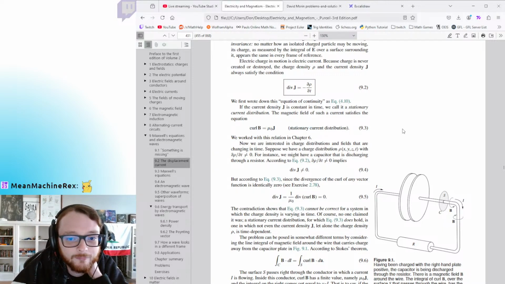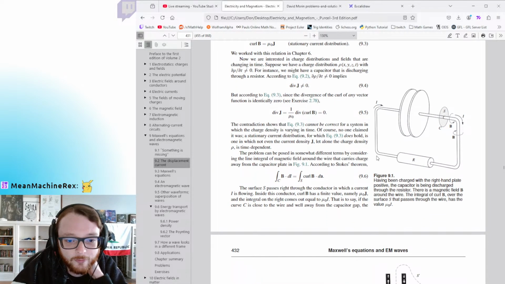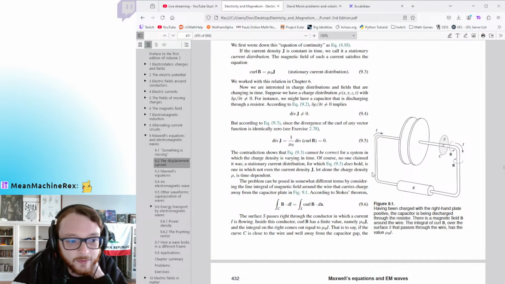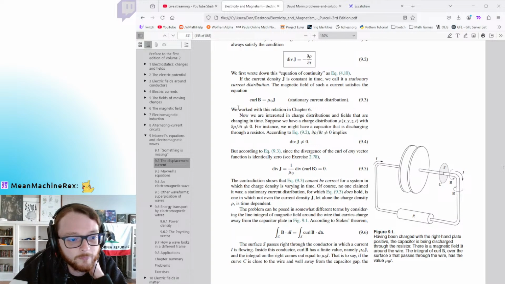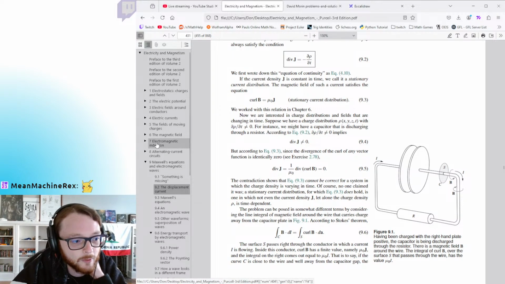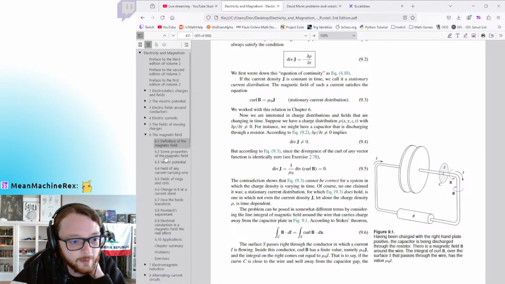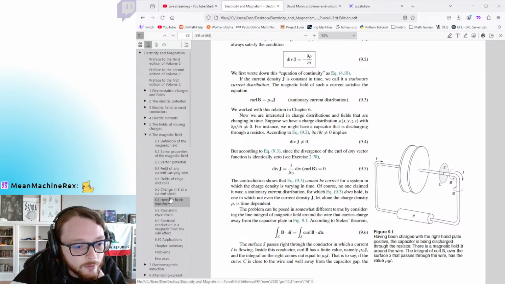But they do use Ampere's law somewhere in here. Yeah, what does Ampere's law say? I've forgotten. Isn't it curl B is mu naught J? Oh, that might be the differential version. Yeah, so that's something like the line integral, but that might be the same thing.